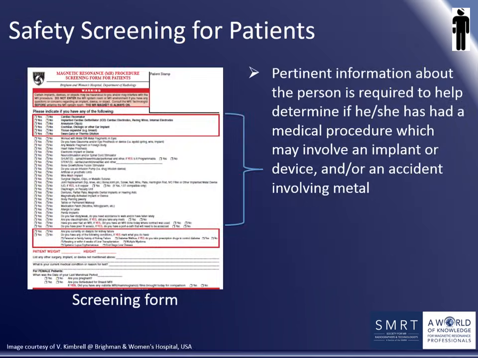MRI safety screening forms, such as this one pictured here, are used for screening individuals. These forms contain information about a patient's health and a checklist of devices, implants, or surgeries to help establish if an individual has had a medical procedure that may involve an implant or device, and/or an accident involving metal.